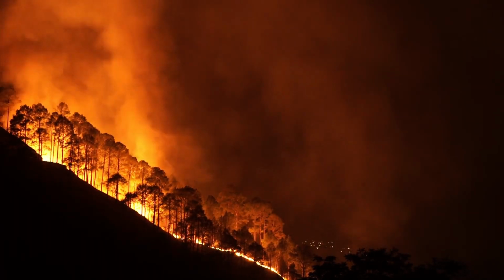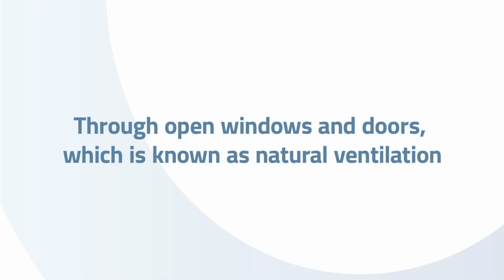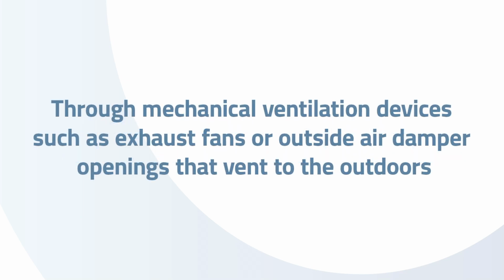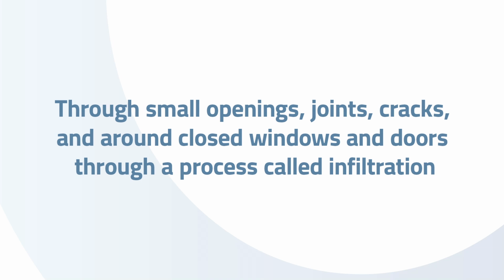As wildfire events increase in the US, it is imperative to keep our indoor air quality, IAQ, clean. Outdoor air, including fine particles from wildfire smoke, can enter your building in a few ways: through open windows and doors, which is known as natural ventilation, through mechanical ventilation devices, such as exhaust fans or outside air damper openings that vent to the outdoors, or through small openings, joints, cracks, and around closed windows and doors through a process called infiltration. Well-operated buildings play a critical role in protecting people from the harmful impacts of heat and smoke.